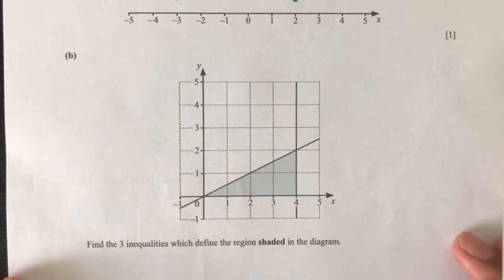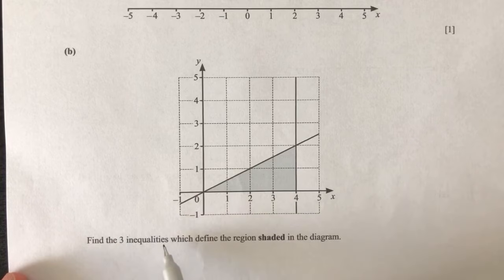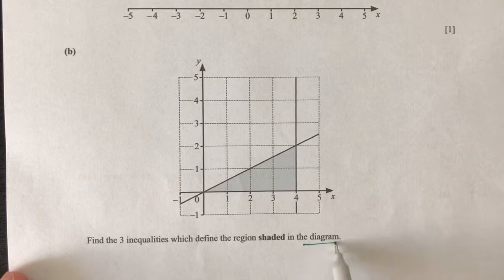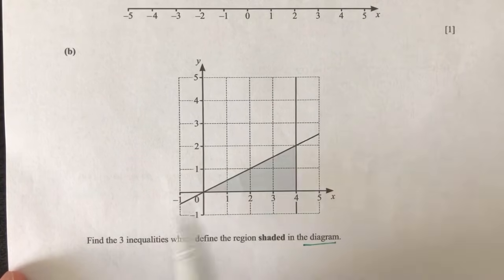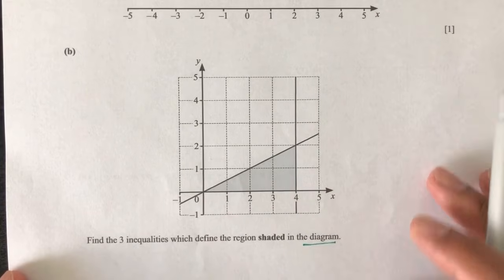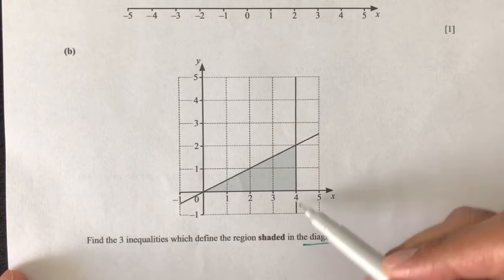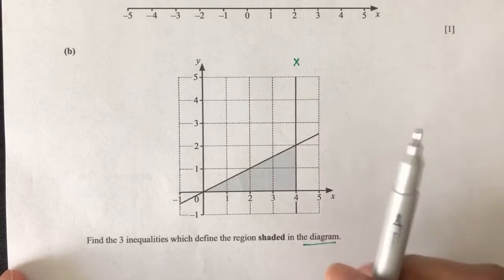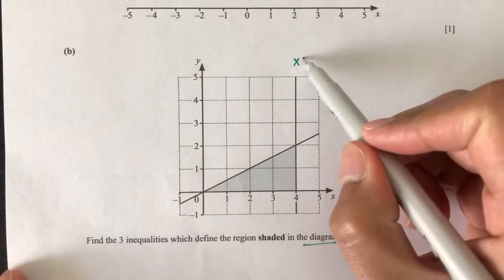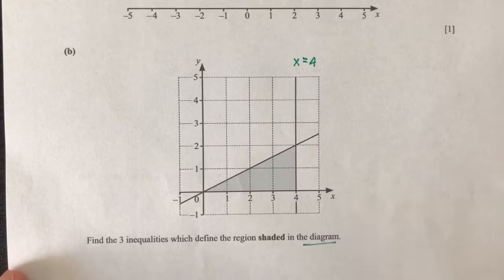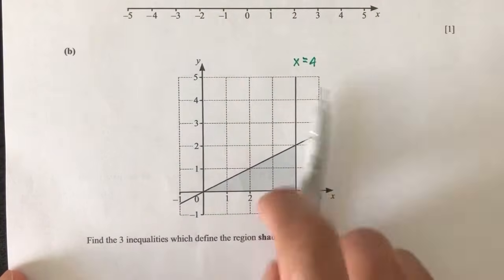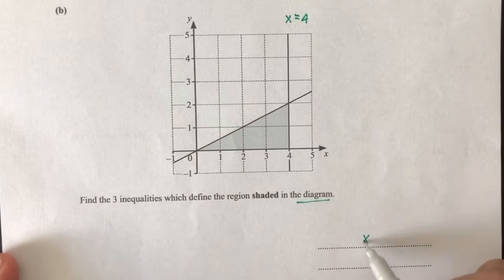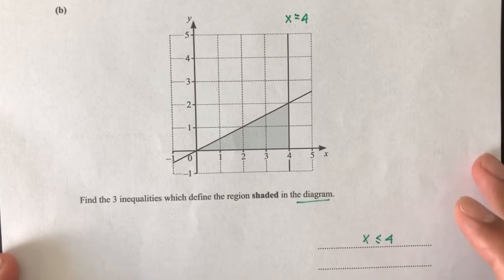That was part A. Part B. So we have to find the three inequalities which define this region in the diagram. So as you can see, we have one line here, we have one line here, and one line here. So we have to find the equation of those lines. So what is the equation of this line? So we know, since it is a vertical line, it will be x equal to 4. So your first inequality will be, it is on the left side of this line, so x will be less than or equal to 4.